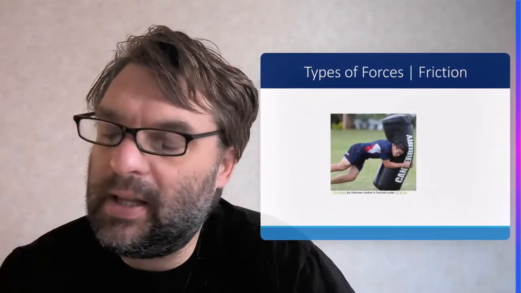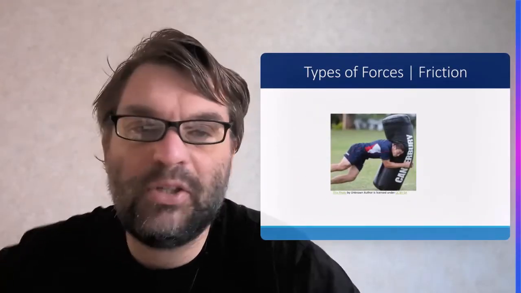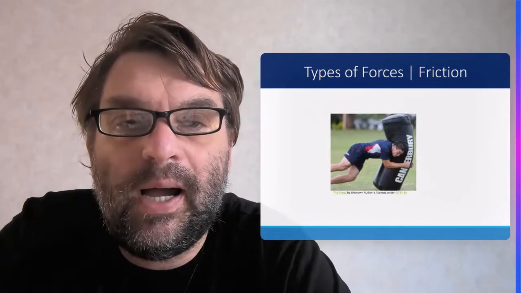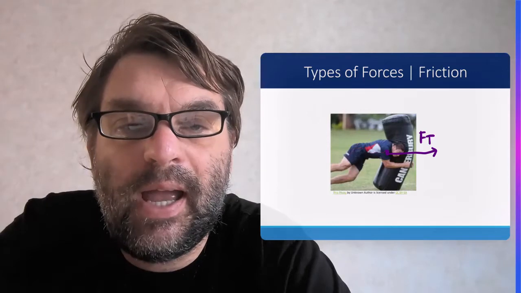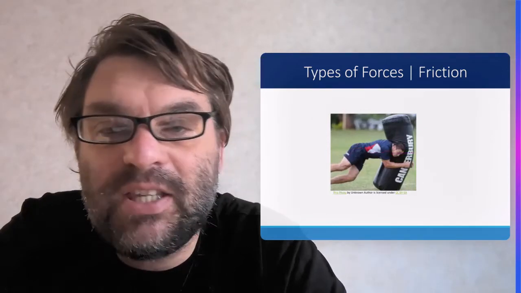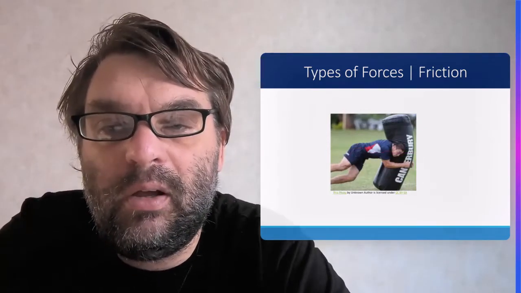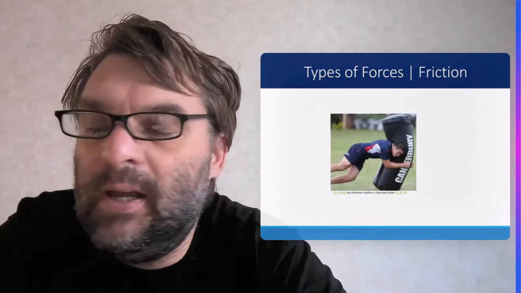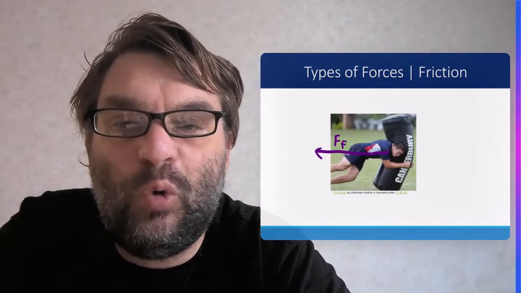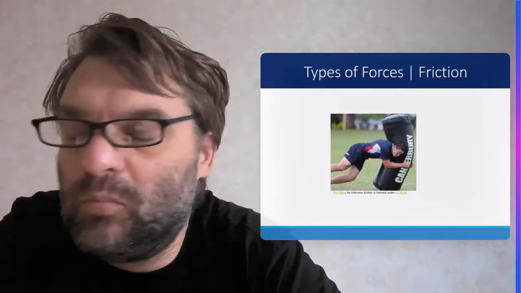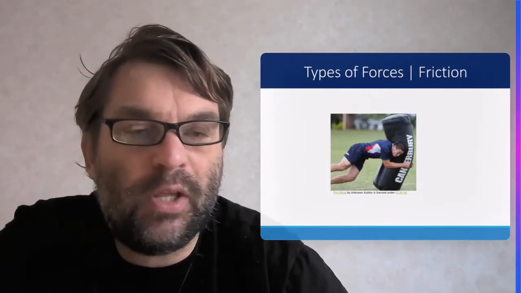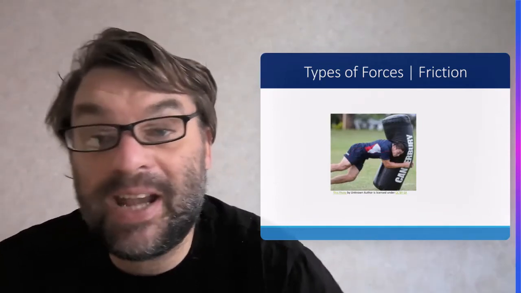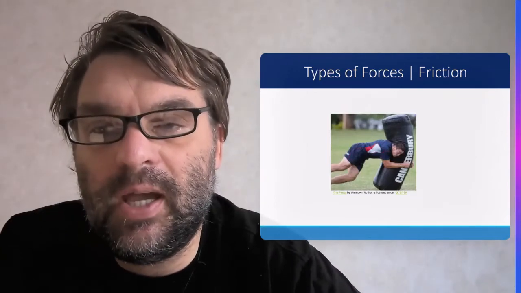And then you finally have friction. So here's an example of Sonny Bill taking a tackle. You've got that thrust force of the tackle, and then as the tackle rubs against the surface of the field, it's going to have a friction force acting in the opposite direction. So those are the major kinds of forces that you'll be interacting with in this standard.